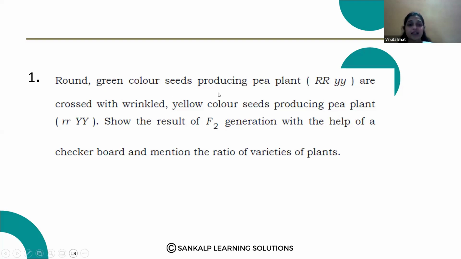Round green color seeds producing pea plant, genotype capital R, capital R, small y, small y, are crossed with wrinkled yellow color seeds producing pea plant, that is small r, small r, capital Y, capital Y, is their genotypic ratio. Show the result of F2 generation with the help of a checkerboard and mention the ratio of varieties of plants.